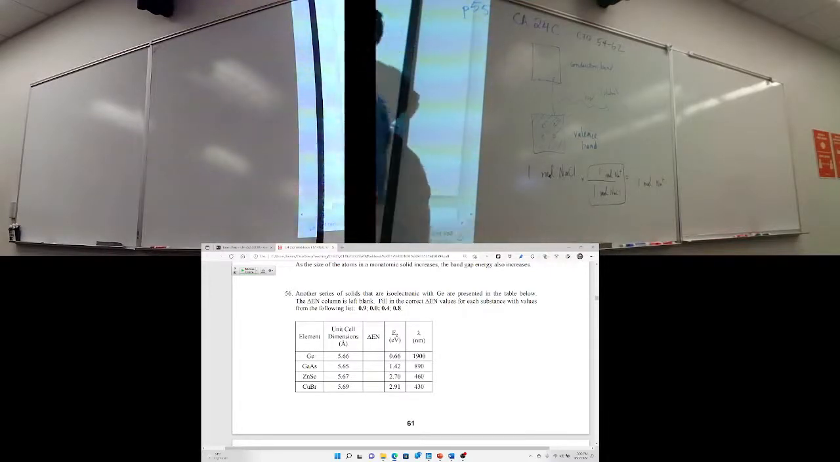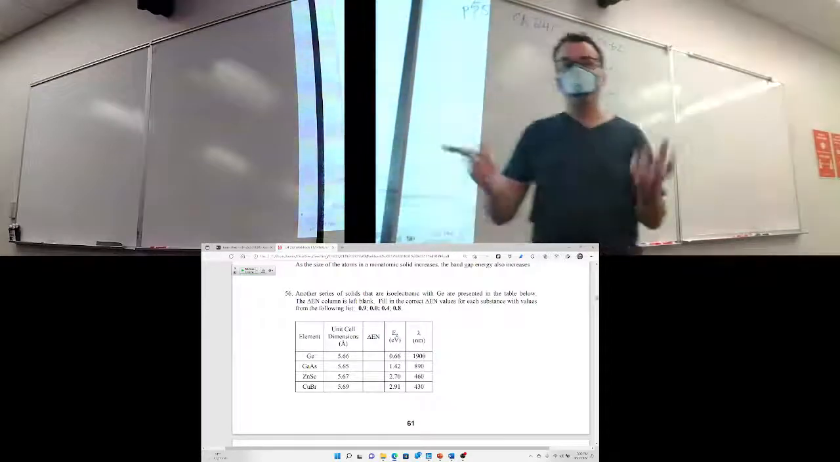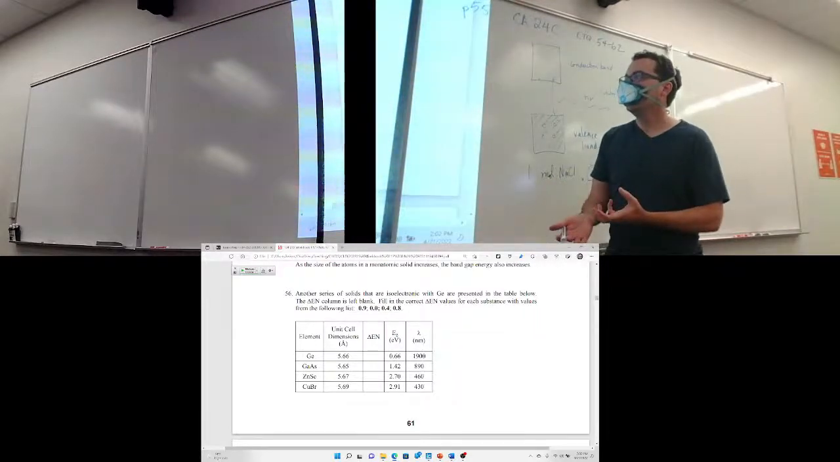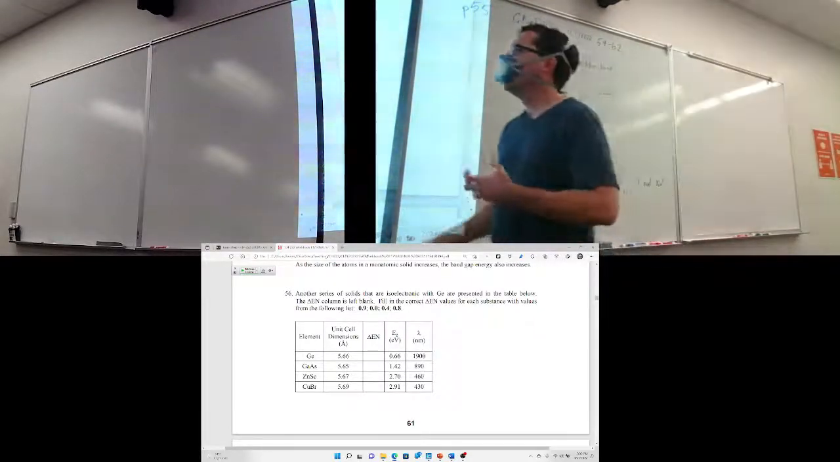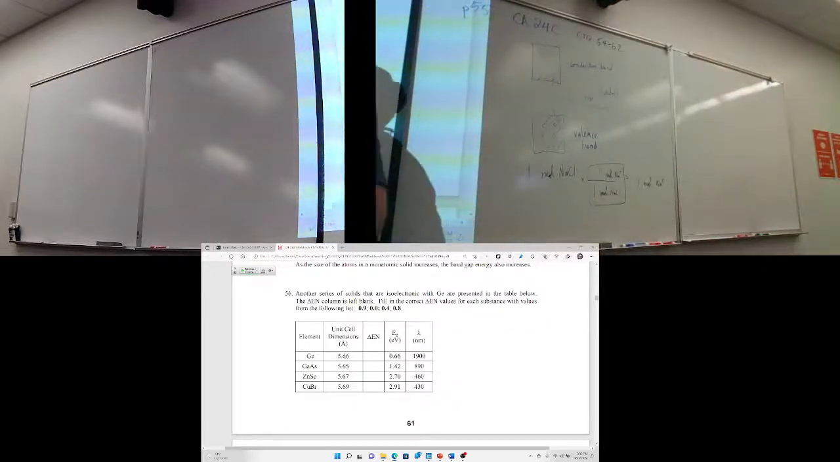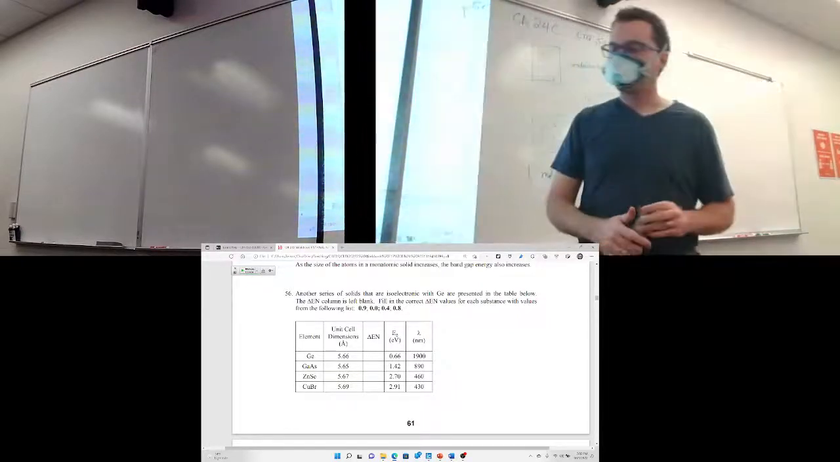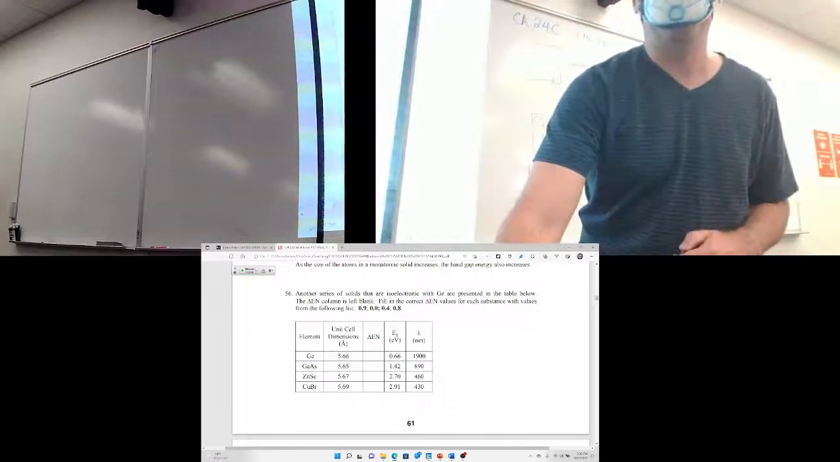And you can see that the difference in electronegativity is also a measure of how ionic it is. The more ionic it is, the larger the band gap is going to be. Okay? The less metallic, more ionic.